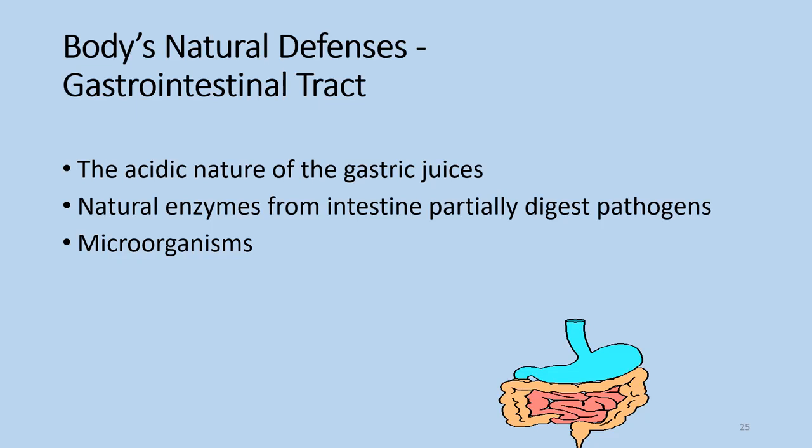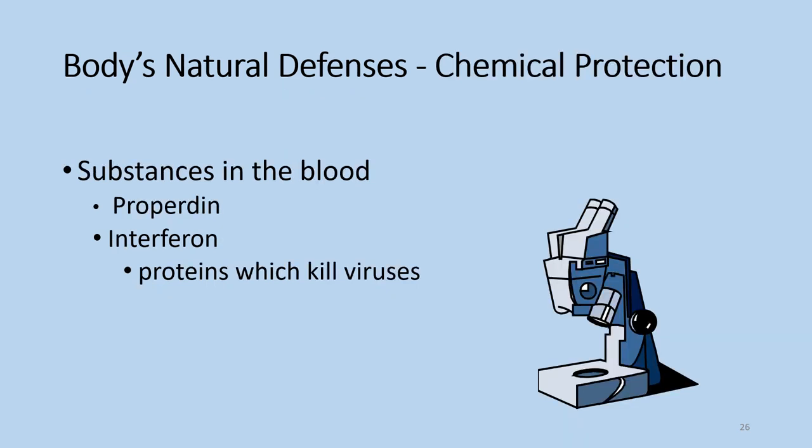Gastric juices, natural enzymes in our gut, and other bacteria also serve as a protection. Chemical protection in our immune response: there are proteins which have no other job, no other responsibility, than to kill viruses.